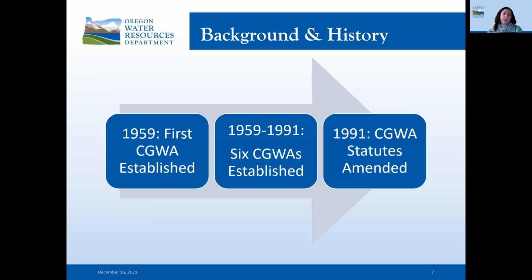So a little bit of background and history on critical groundwater areas. The first critical groundwater area was established in 1959. This was in Malheur County. And since that date, we've had 6 other critical groundwater areas that have been established. The statutes that govern this process were amended in 1991, and the department's rules were last updated in 1990. So they do not reflect the changes to governing law that occurred in 1991.